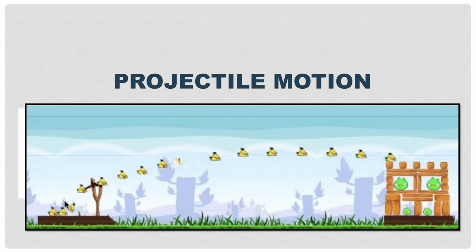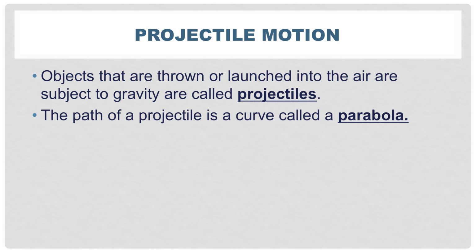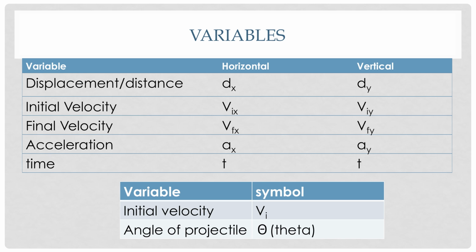Hey guys, these are the notes on projectile motion. Alright, so projectiles are objects that are thrown or launched into the air and they're subject to gravity. The path that the projectile makes will be a curve, and that's called a parabola.